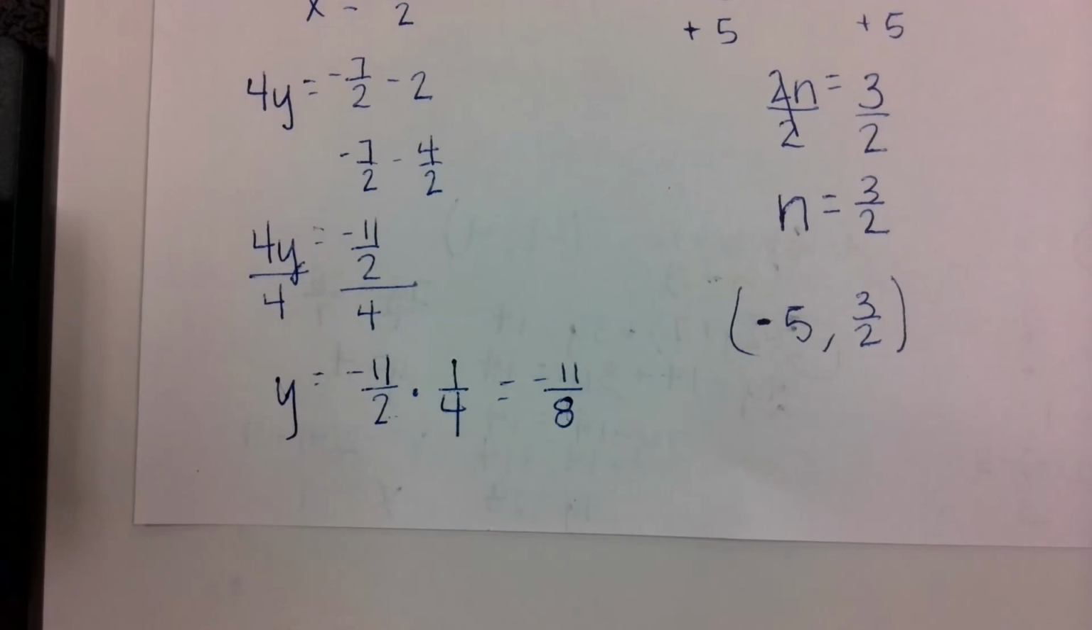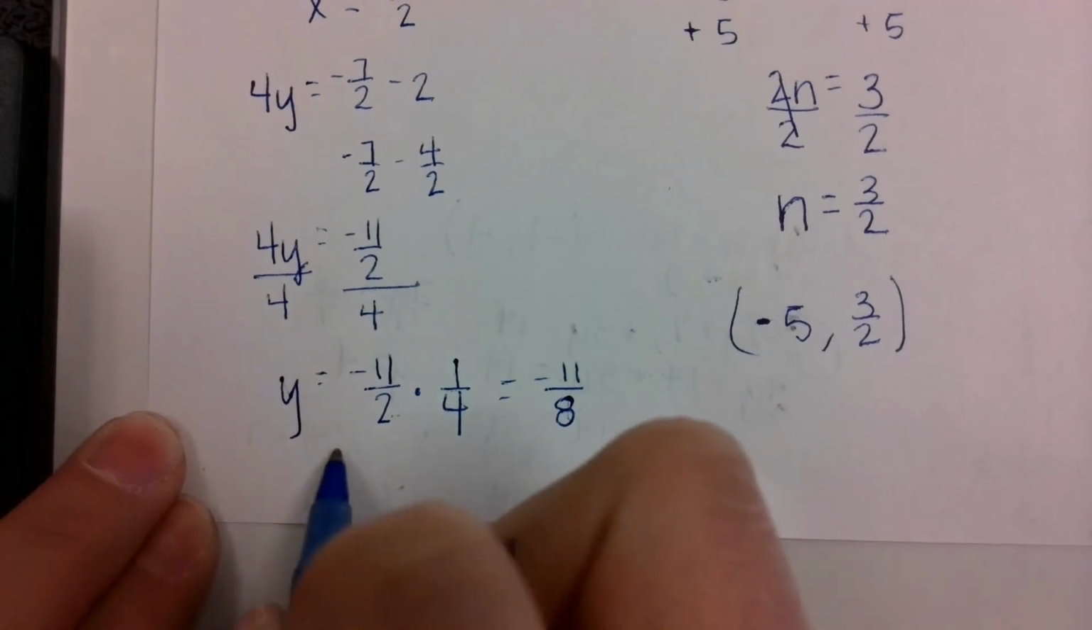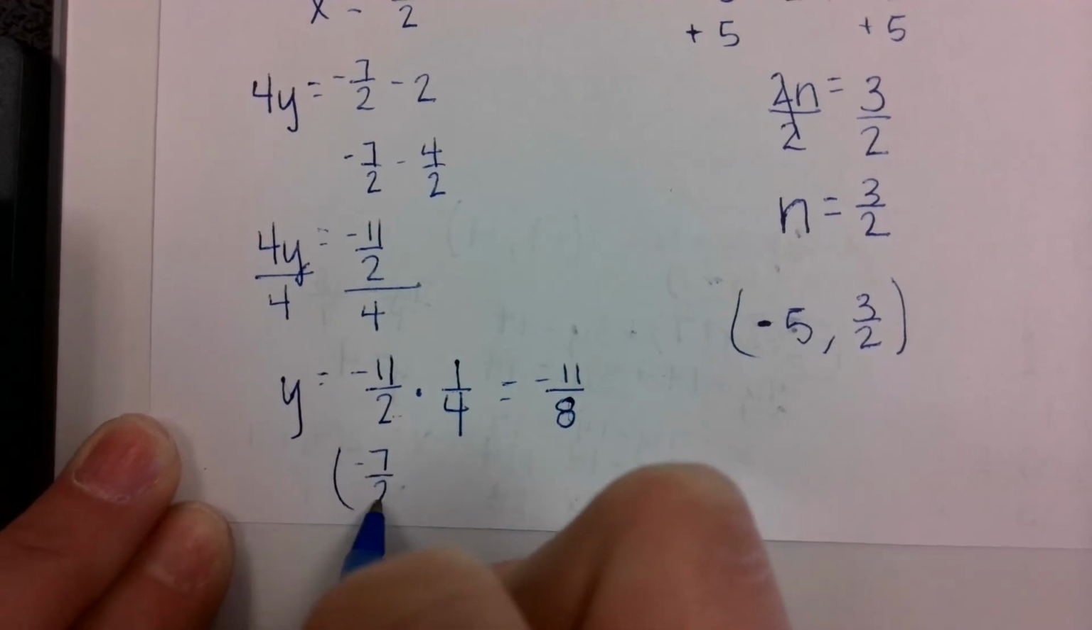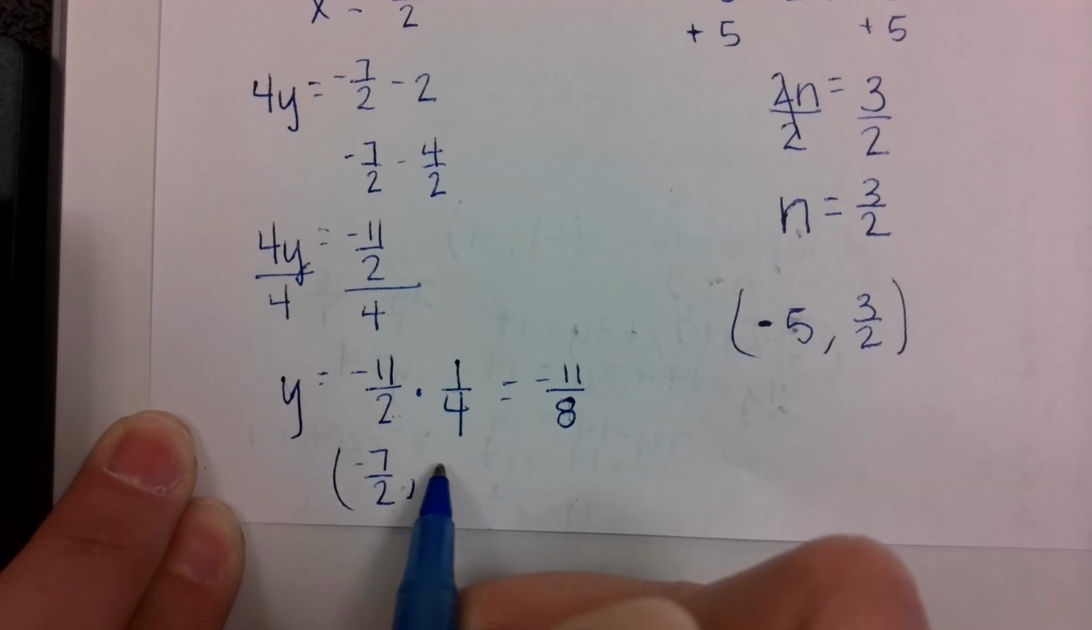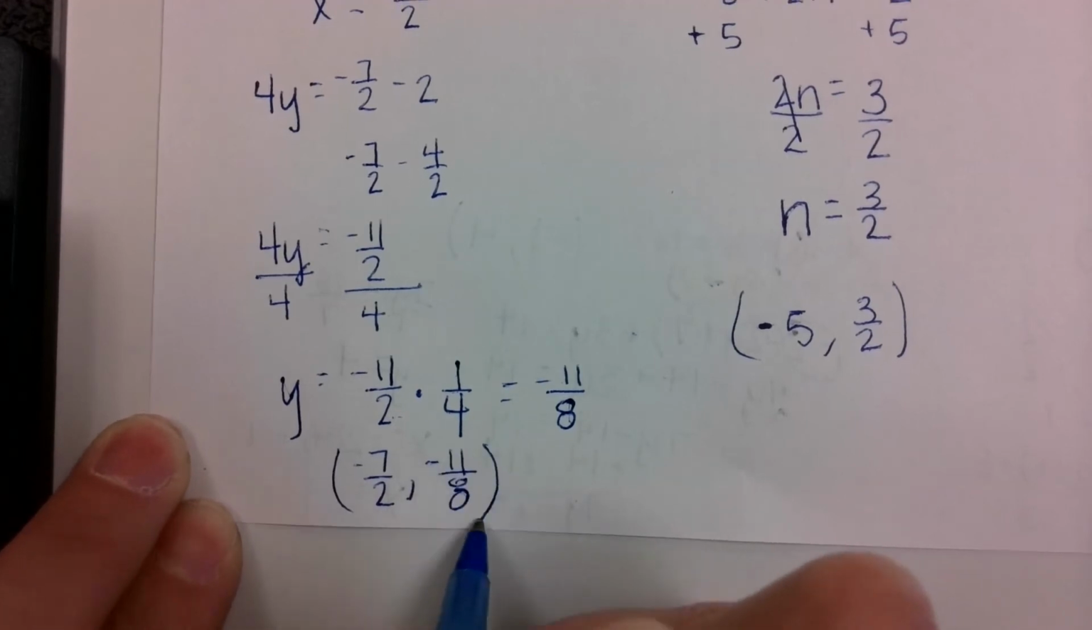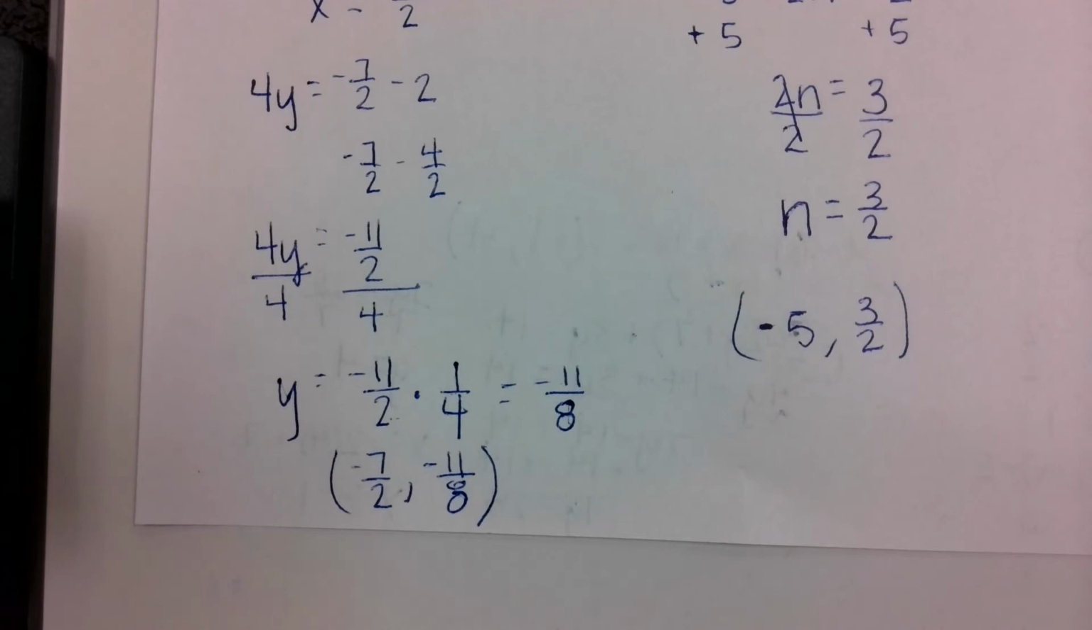So this one was super messy. We need to write our final answer as an ordered pair. So what did we get for x? Negative 7 over 2. And for y, what did we have? Negative 11 over 8. And that's our final answer there. We would never find that on a graph. I wouldn't anyway. That would not happen.